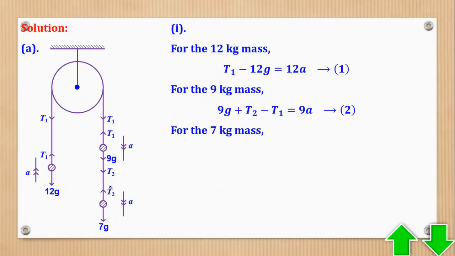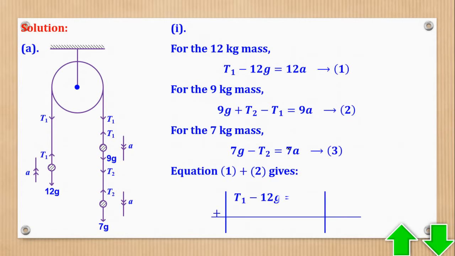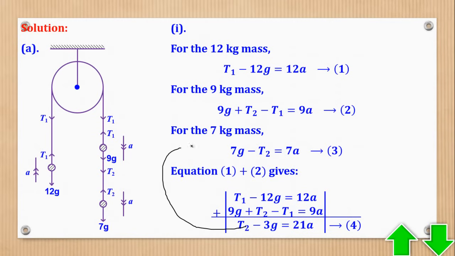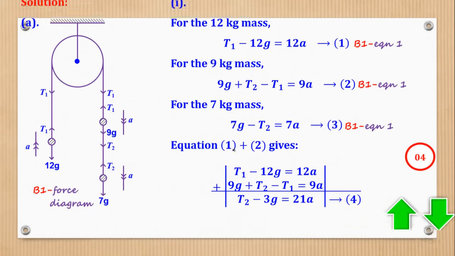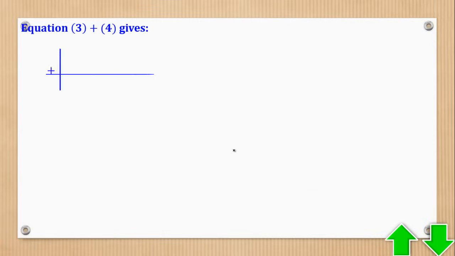Then for the 7 kilogram mass, we're interested in these forces. That direction means this is bigger than this, so it will be 7g minus T2 equal to 7a. Then we begin to solve simultaneously. The first thing to do is to eliminate the tensions. Here I removed one tension to get only T2 now. Then I can eliminate T2 by adding, and I come here and also add in order to eliminate T2. Then I get the value of a.